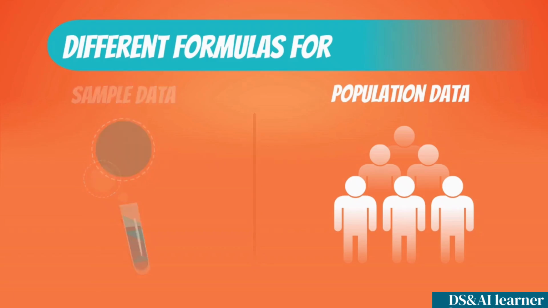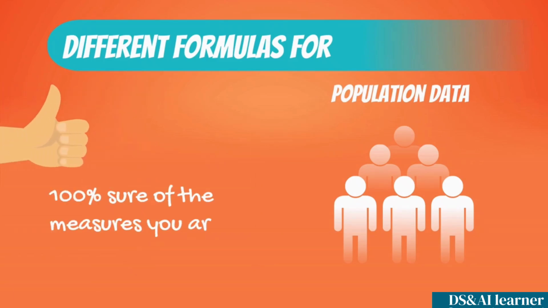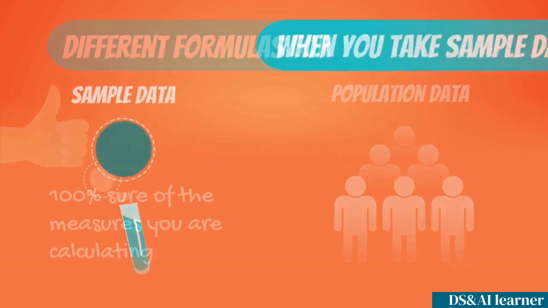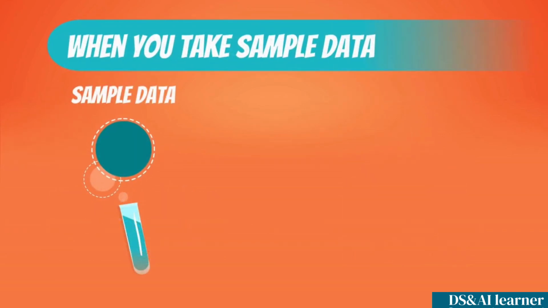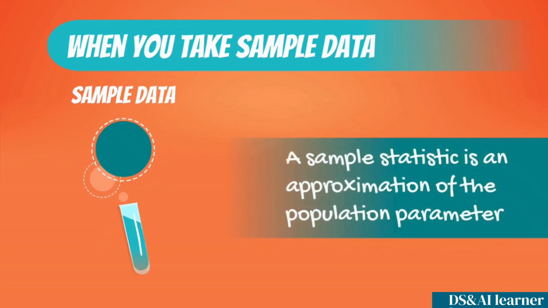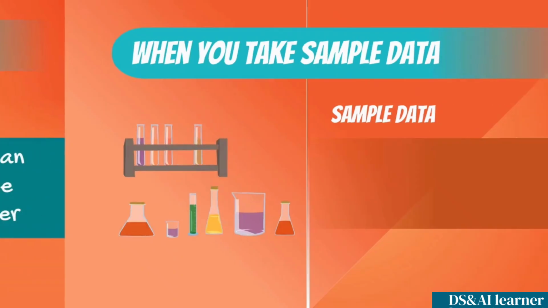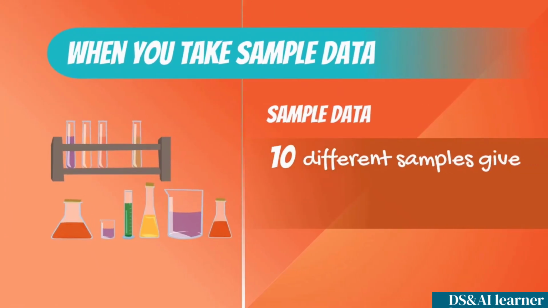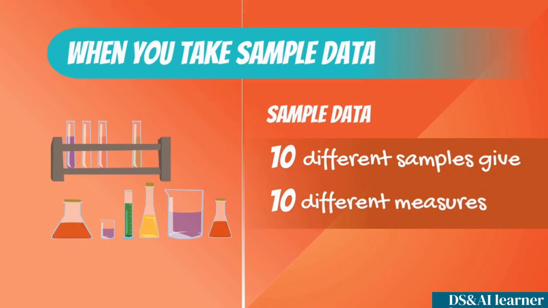When you have the whole population, each data point is known, so you are 100% sure of the measures you are calculating. When you take a sample of this population and you compute a sample statistic, it is interpreted as an approximation of the population parameter. Moreover, if you extract 10 different samples from the same population, you will get 10 different measures.